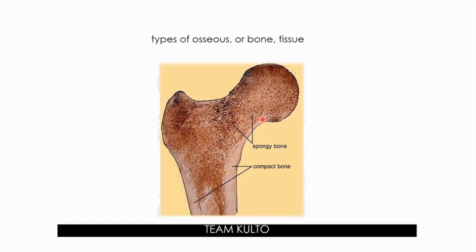Okay, so we have classification of bones according to bone tissue. You have your spongy bone and compact bone. Huwag malilito sa classification of bones according to shape, ha? Next. Ay, tapos na pala tayo.